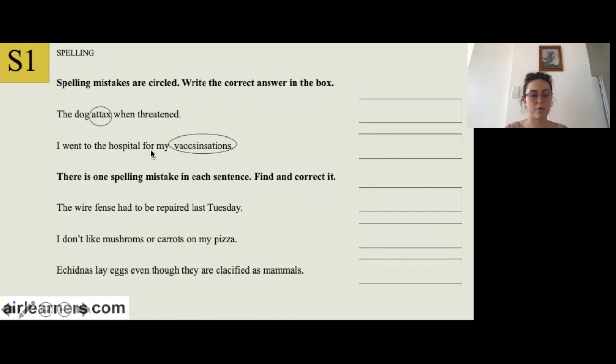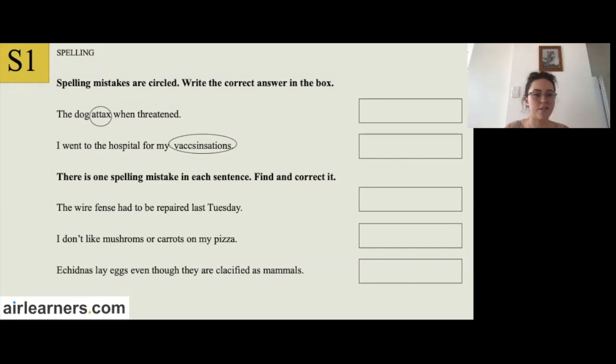I went to the hospital for my vaccinations. You can do that. The same thing for the word vaccinations. In this section, it's a little bit different because there's no circle. So we have to find the word and correct it. So I'll just give you an example with the first sentence. The wire fence had to be repaired last Tuesday.